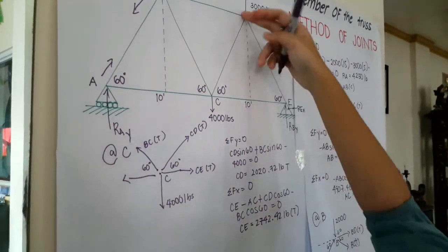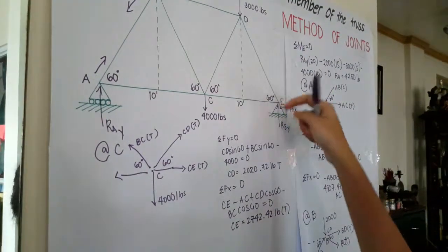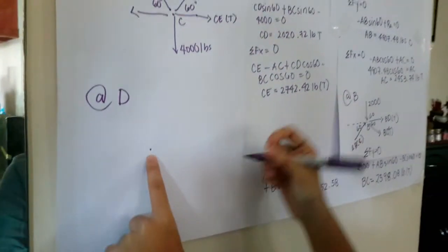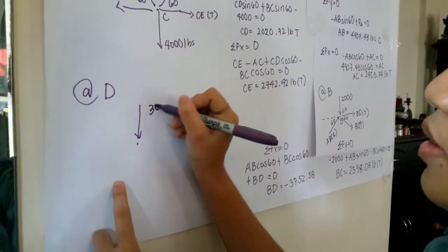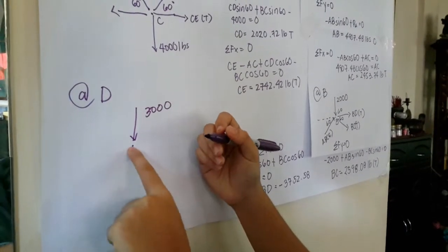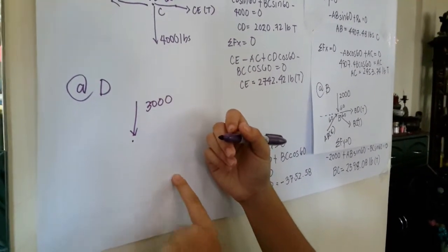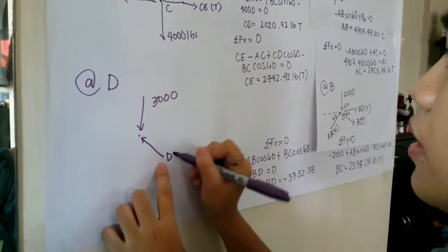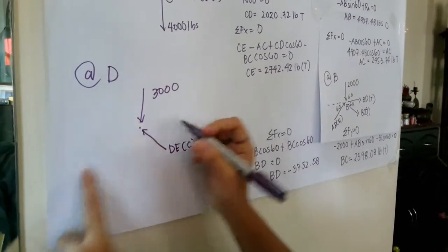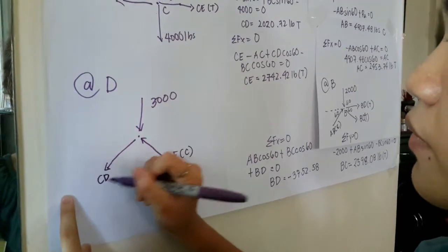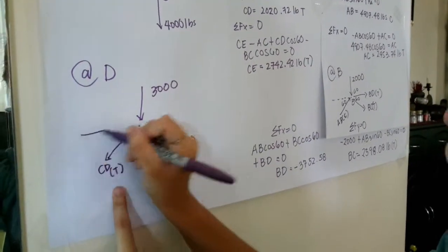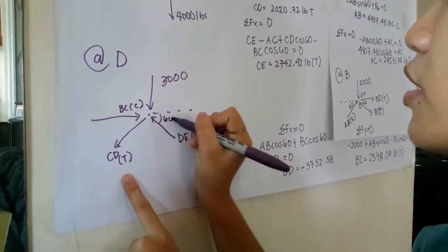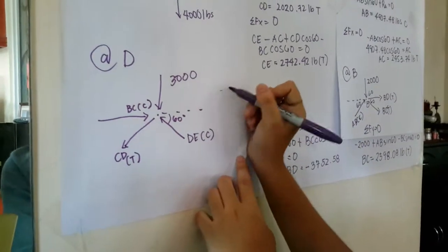So I would probably get DE at point D, since this has no value, so it's better to get at point D. Same, do the free body diagram, so 3,000 pounds. DE, I would assume DE to be in compression, so my force would be upward to the left, DE, in compression. And then CD, in tension, and BC, in compression. So again, this is 60 degrees in respect with the horizontal axis.